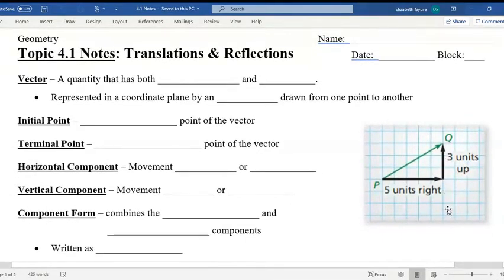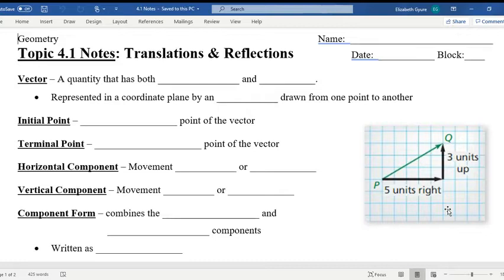Excellent. Okay. All right, so topic 4.1, today we're going to talk translations and reflections. This first section is a little vocab heavy because there's some terminology we have to know in order to be able to do these properly. And then the next couple sections is really just applying different rules. So 4.1, translations and reflections.